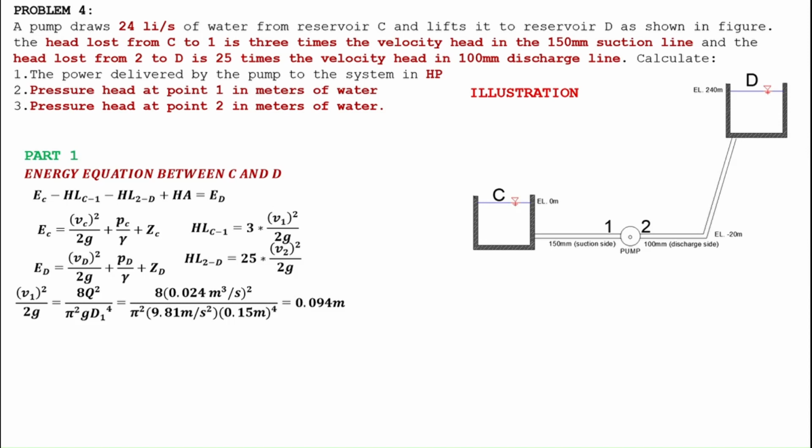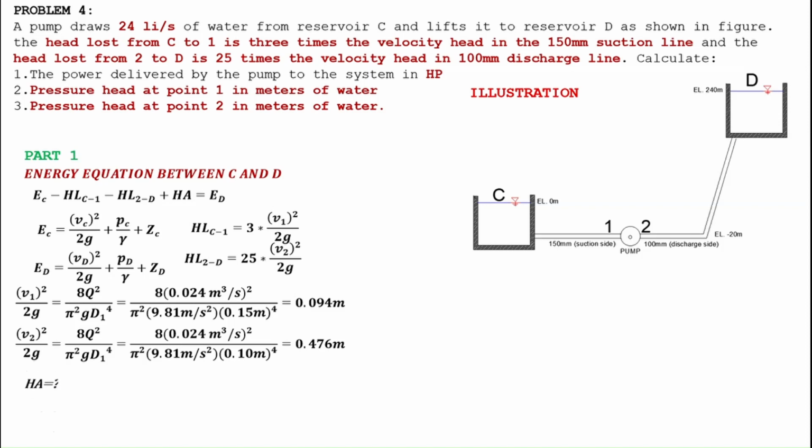We get velocity head 1 equal to 0.094 meters. We will be using the same formula for velocity head 2. Substituting values, we get 8 times (0.024 cubic meters per second) squared over pi squared times 9.81 meters per second squared times (0.10 m) raised to 4. We get velocity head 2 equal to 0.476 meters.